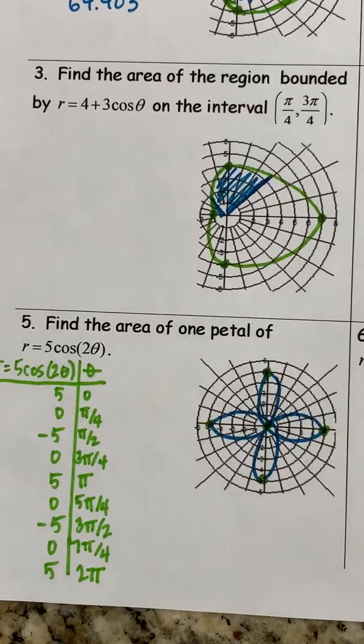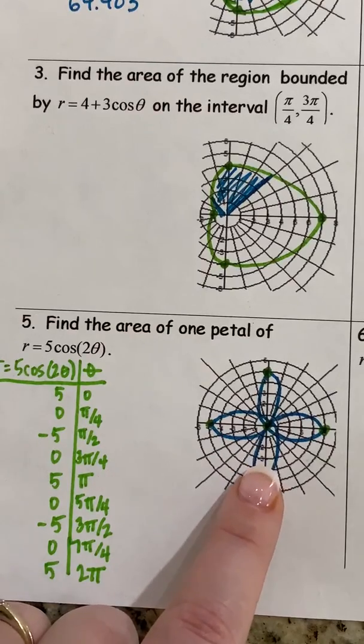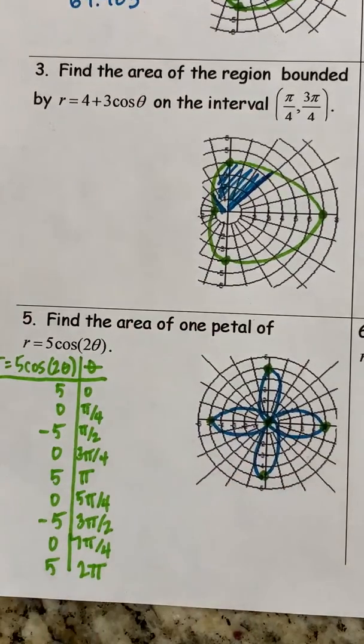I've graphed this. Remember, this is a rose. If it's an even number, you have double the petals, and it's 0 to 2 pi. If it had been 3 theta, it would have had 3 petals, and it would have only taken 0 to pi to get there. Again, looking back at your notes, make sure you know what they look like.